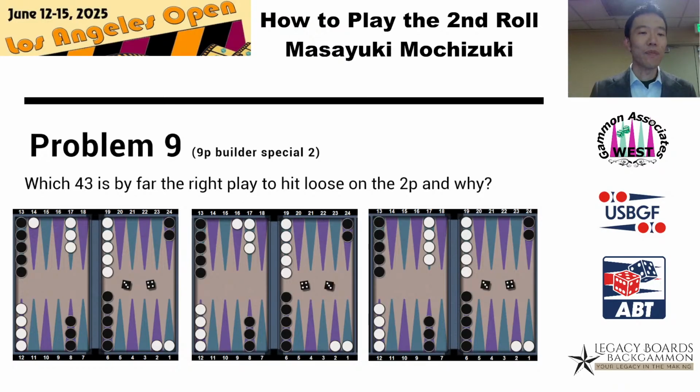To emphasize that point, I'm showing problem number 9. So I'm showing 3 different positions. On the left-hand side, he started with 1-2, in the middle, he started with 1-4, and on the right, 1-5, and you roll 4-3 in each of them. And one of them is clearly right to hit on the deuce point, one of them is tied, and one of them is actually wrong to hit the deuce point.